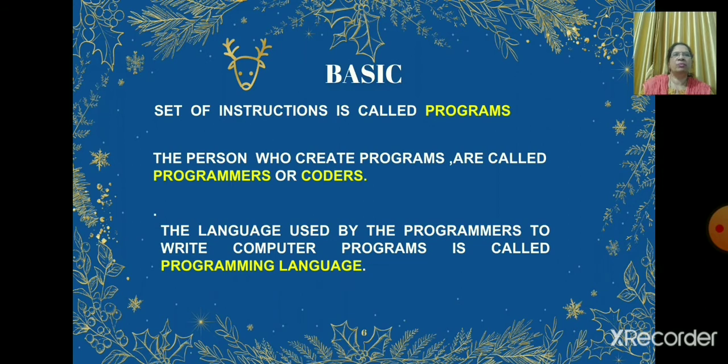What are the programming languages? For example, BASIC, Fortran. Fortran means Formula Translator. Same thing, Pascal, COBOL. COBOL stands for Common Business Oriented Language. C, C++, Java are some examples of programming languages.